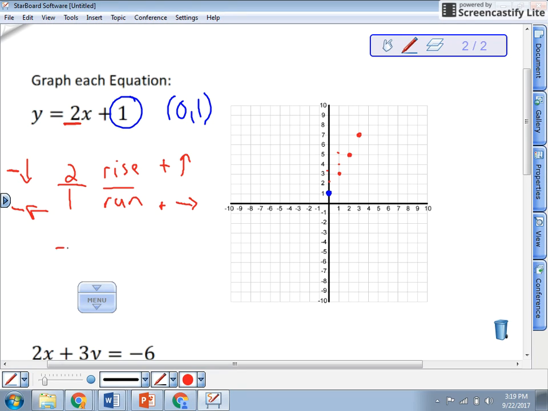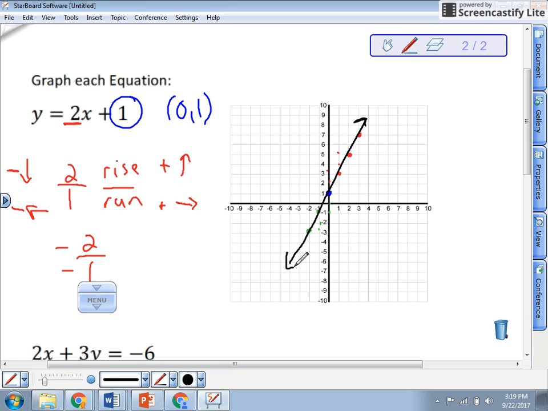Now, I could also call this -2 over -1. I can move the other direction because remember, 2 negatives make a positive. So watch what happens. I'll do that in green here. I'll start at my y-intercept, but now I'll go down 2, and to the left 1, since negative on the x-axis is to the left. There it is, down 2 and left 1. There's another point. And you see when I connect these, they're all on the same line. So there is my graph of y equals 2x plus 1.